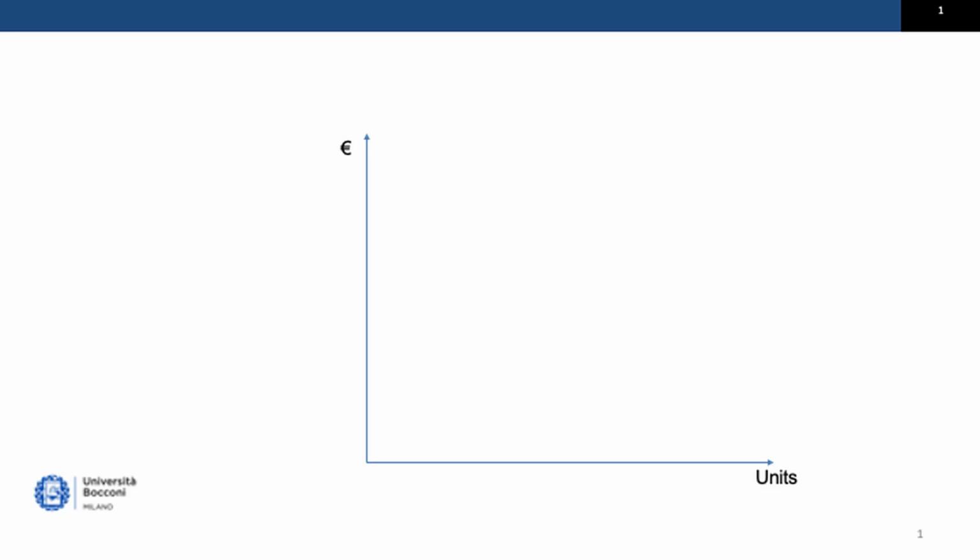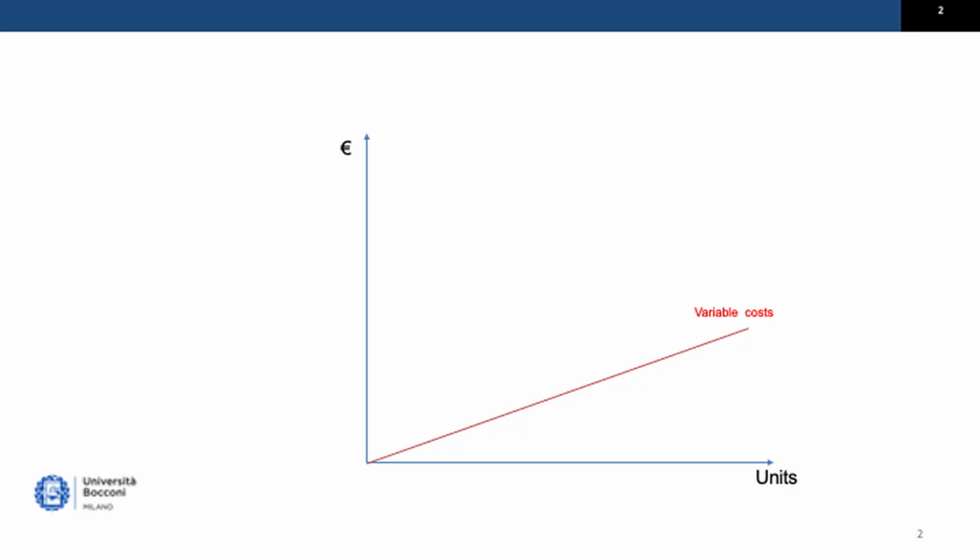Now let's move to the second key concept, the graphical representation of the break-even point. In a space we can represent the relationship between the units produced and sold on the horizontal axis, and on the vertical axis the costs expressed in monetary terms. But since they are money, we will also use the same vertical axis for representing the revenue. Let's start representing the costs.